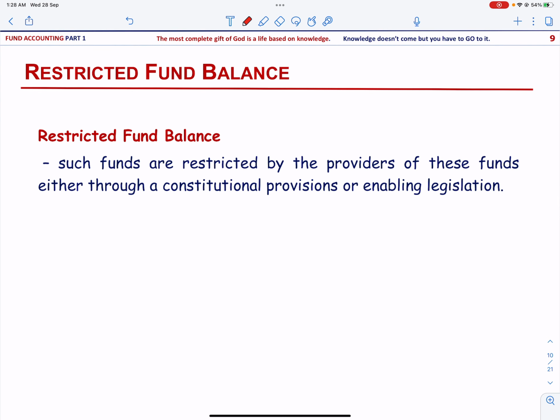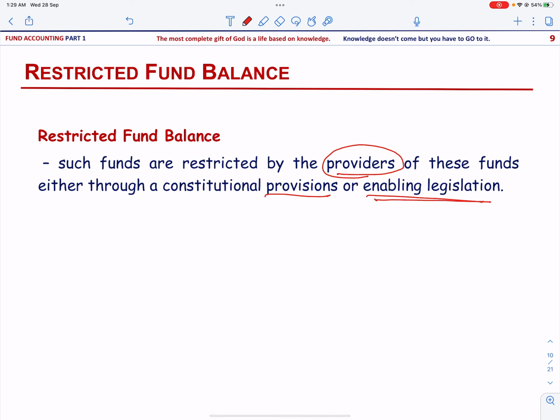Such funds are restricted by the providers of these funds either through a constitutional provision or enabling legislation. So they are spendable resources but restricted. It includes grants constrained to specific purposes by their providers or through constitutional provisions or by enabling legislations.